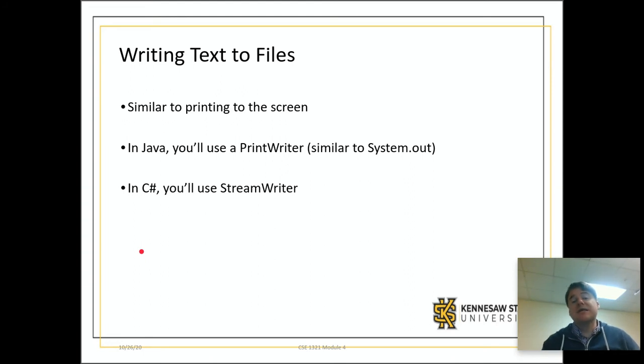All right, so how about writing text to files? Pretty much works the same way as writing to the screen. The only difference is that you're going to first open the file, and then you're going to use PrintWriter or StreamWriter, depending on which language you're in, to actually put each line in there. And you do it line by line, just like you do on the screen. So you could have a while loop that prints out all the different lines.